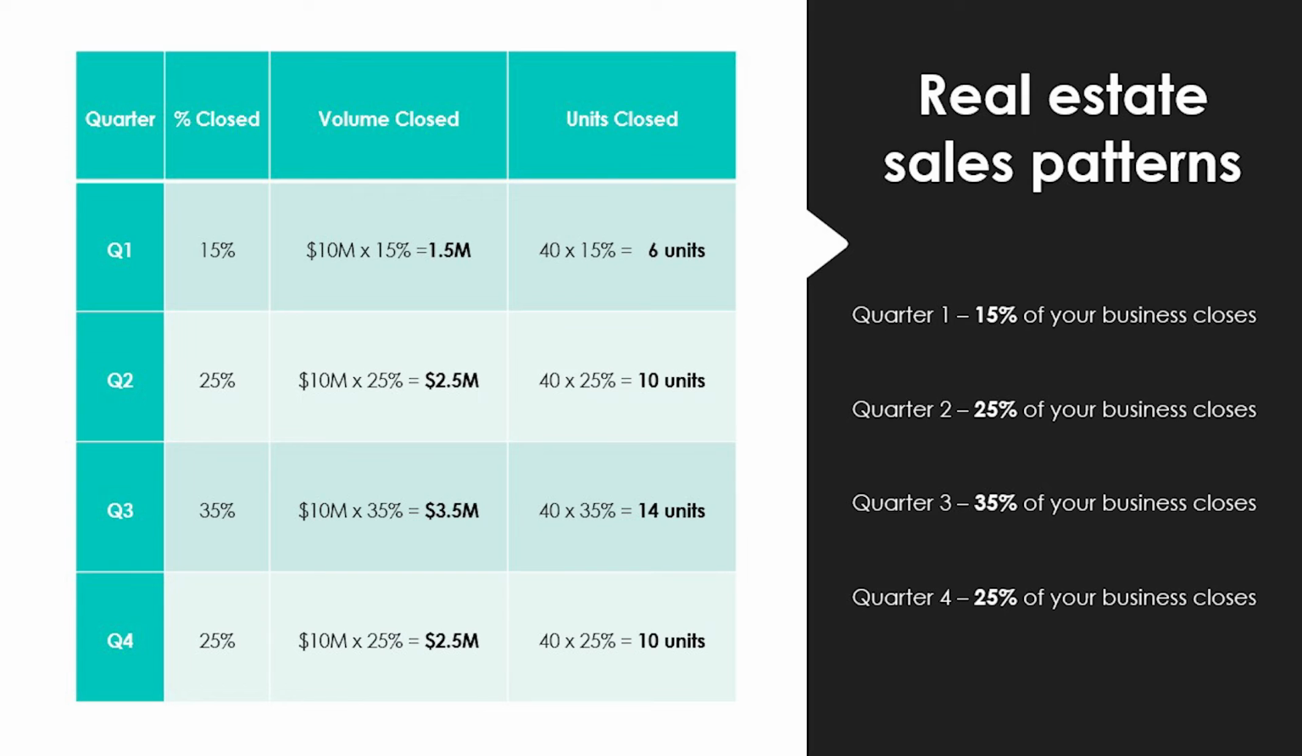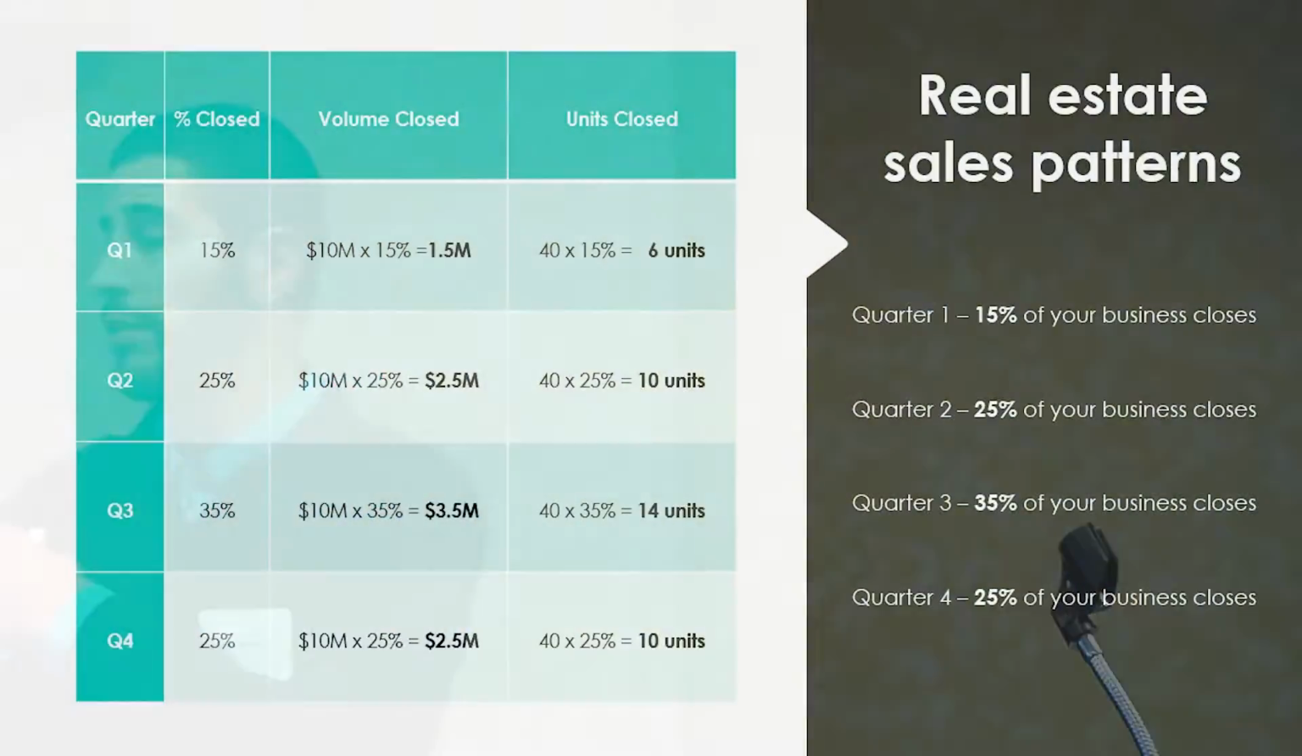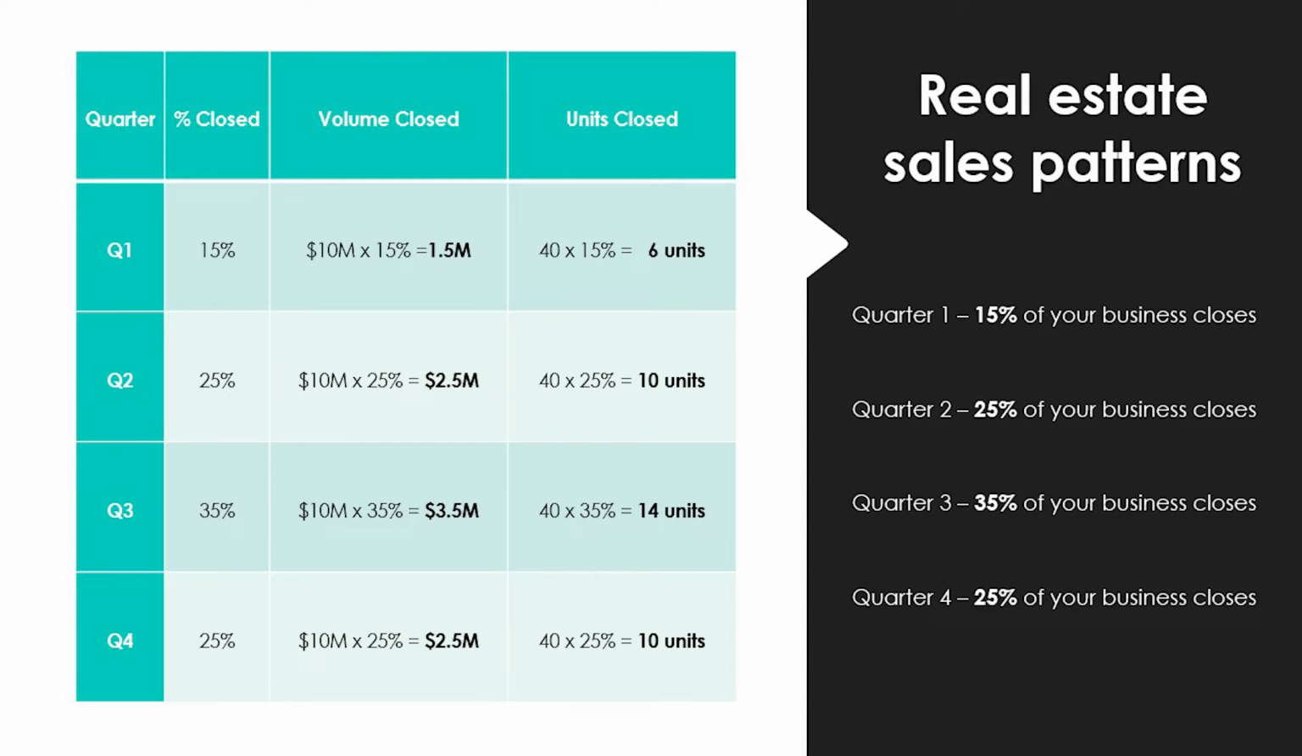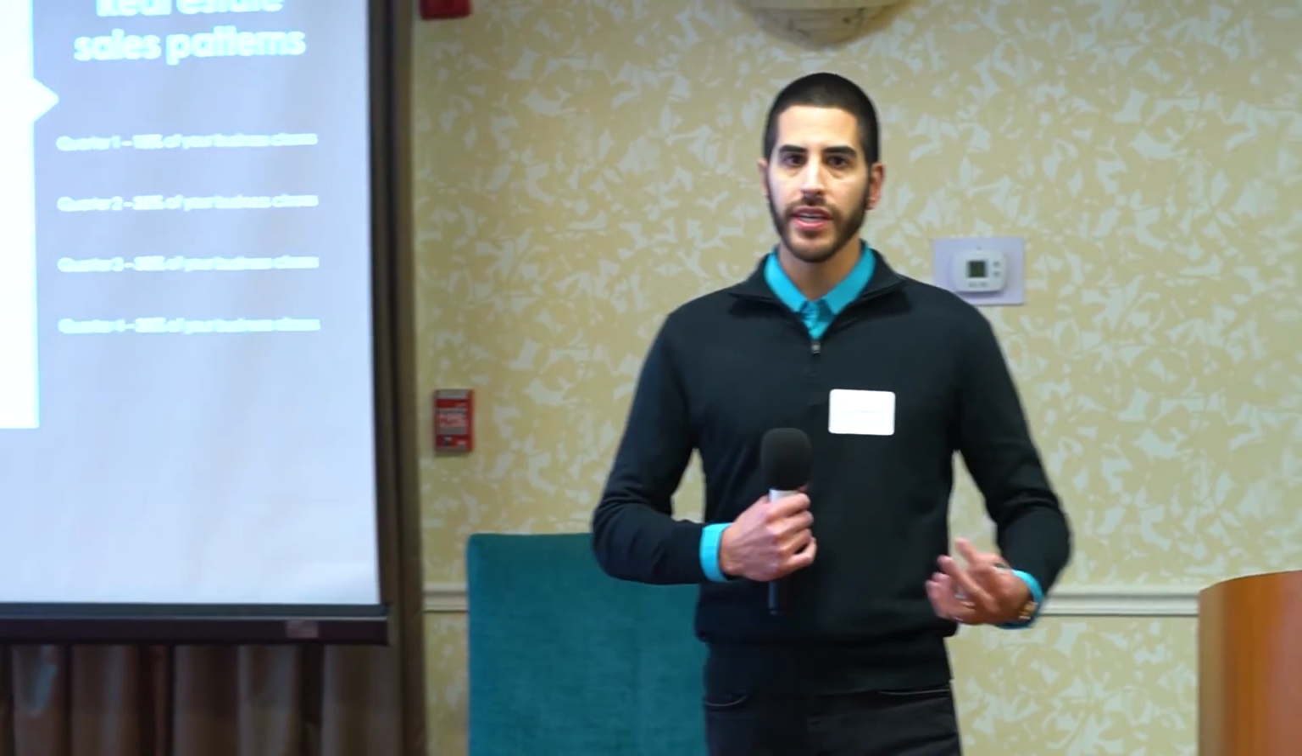Let's say that you want to sell $10 million worth of real estate, and I went with an average sales price of $250,000. You multiply the percentage that will close each quarter times your total volume for the year and your total units for the year, and then you'll get results of what you should be closing every quarter. So for example, if we want to close $10 million in the whole year, then you have to close 15% of that in quarter one, which is 1.5 million. That's 6 units. So that means that in quarter four, you've got to put 2 deals under contract per month, right? So that's how you break down a really big goal and make it simple.